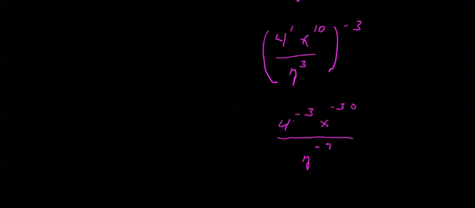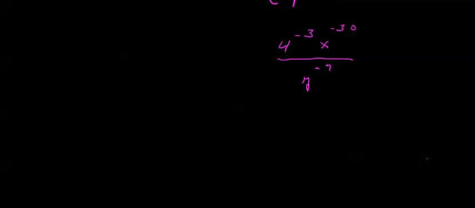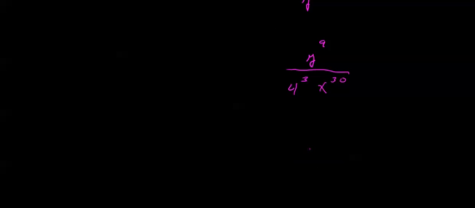Now, if I move the 4 down, it becomes a positive exponent. X down, it becomes positive. Y up, it becomes positive. So I end up with y to the 9th, 4 to the 3rd, and x to the 30th. And 4 to the 3rd is just 64. So I have y to the 9th over 64 x to the 30th. And I'm done.